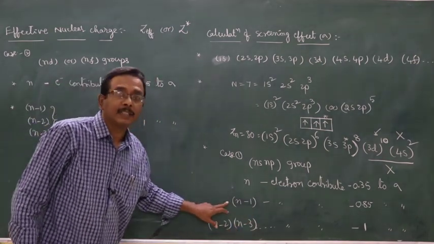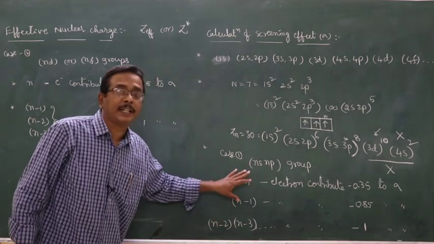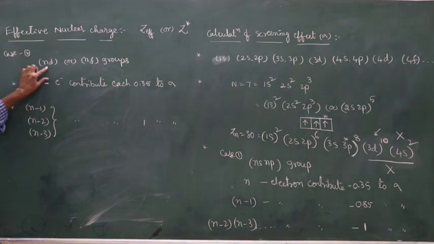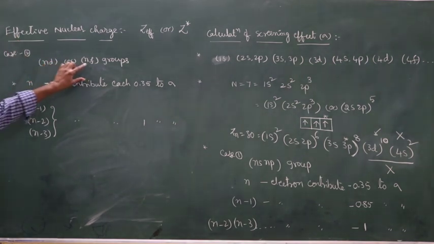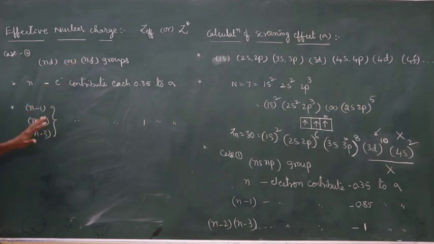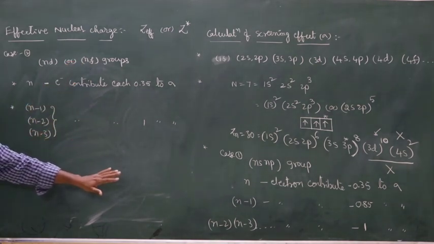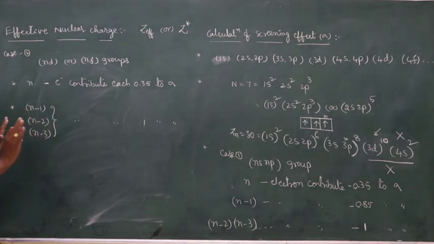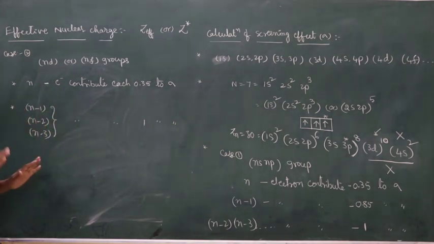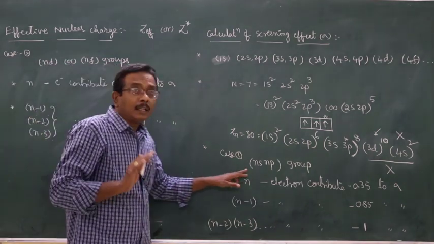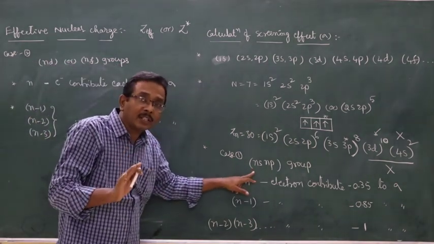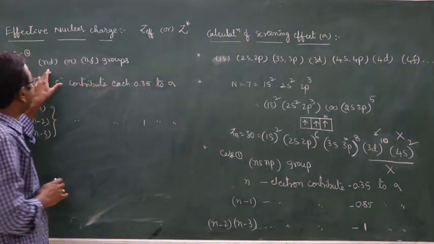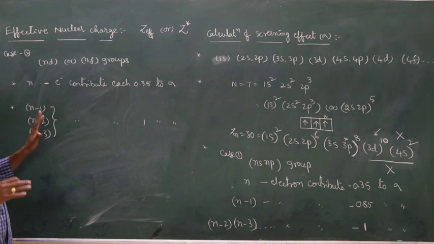The second point is present only in case 1. During the calculation of the effective nuclear charge of an electron present in the ND or NF groups, you have no need to think about the second point, that is the 0.85 contribution. This is about the calculation of Slater constants during the calculation of effective nuclear charge, when the electron is present in either the NS-NP group or ND or NF groups.